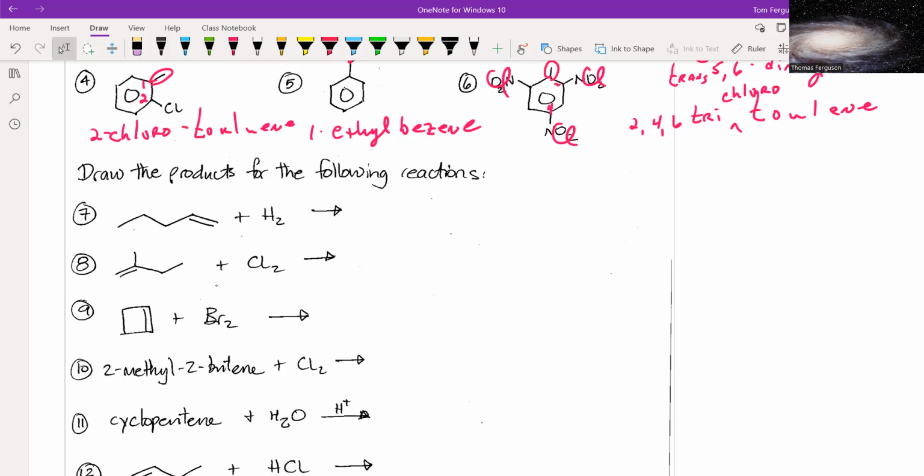Pt. We need a metal catalyst. Otherwise, it's a super slow reaction. Now remember, catalysts speed up a reaction and they have to be regenerated. So in other words, we don't use up the platinum. It's just there to act as a mechanism so the hydrogens can stick to it and the pentene can stick to it as well.